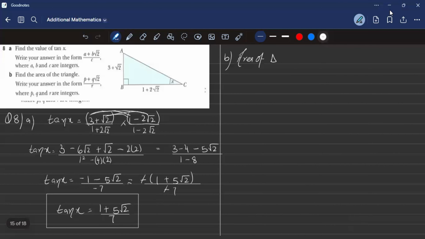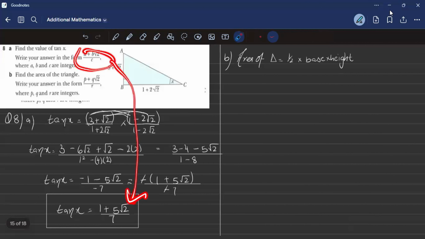Area of triangle is equal to 1 over 2 multiplied by base multiplied by height. That's the basic formula. We know both of them. We know the base and we know the height of this triangle. So what we're going to do, by the way, again, we put this into the exact form, a plus b under root 2 divided by c. So this is equal to 1 plus 5 under root 2 divided by 7, where a is equal to 1, b is equal to 5, and c is equal to 7. Just wanted to emphasize that. So 1 upon 2 base multiplied by height is your area of triangle.